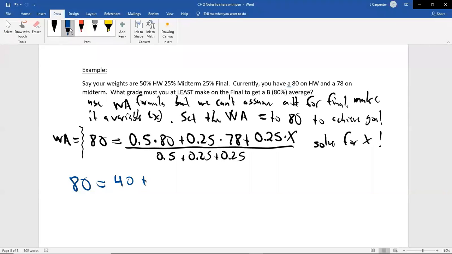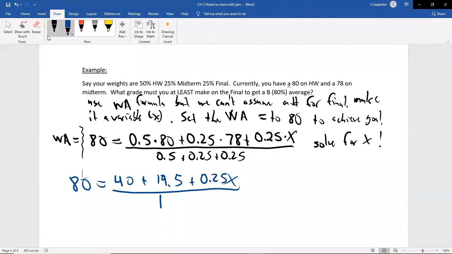Plus the 0.25 times the 78 is 19.5, so 19.5. Plus the 0.25 times x stays that. You don't actually get to multiply that out because it's got a variable in it. Then divided by 0.5 plus 0.25 plus 0.25 is 1.